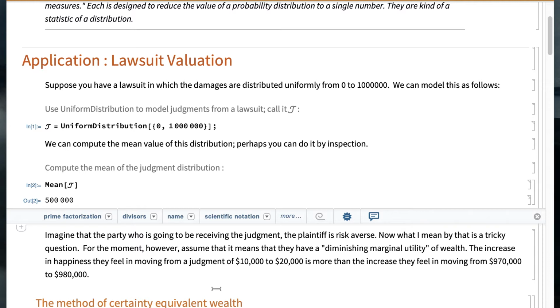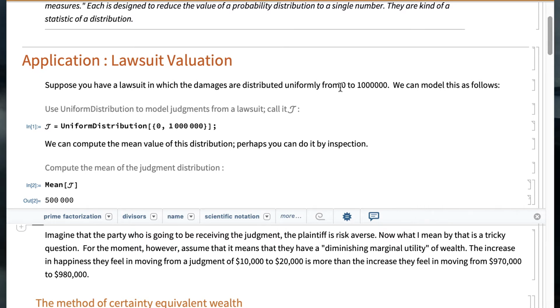Now, what exactly I mean by that is a little bit tricky, but one thing it might mean is that they have a utility of wealth function that exhibits diminishing marginal utility. That is, the increase in happiness they feel in moving from $10,000 to $20,000 is more than the increase they feel in moving from $90,000 to $100,000, and is in turn more than they feel in moving from $970,000 to $980,000. Their happiness isn't a straight line. It curves, bends downwards as we move to higher levels of wealth.